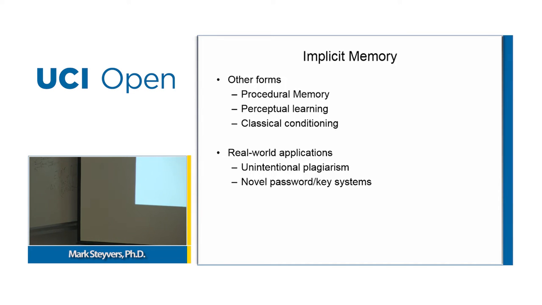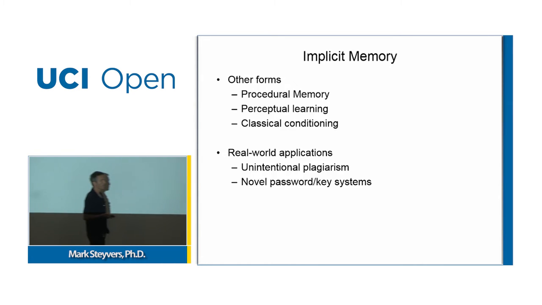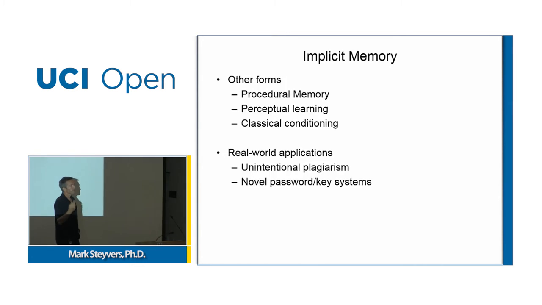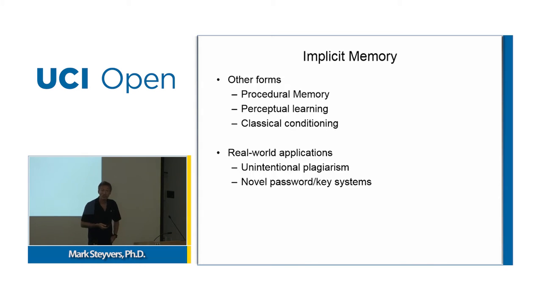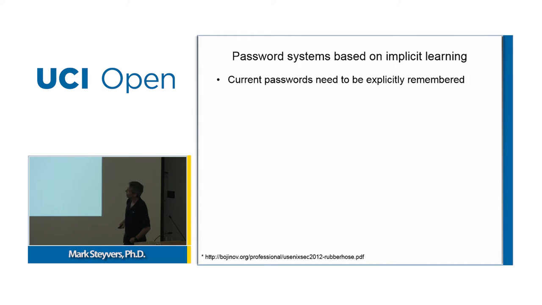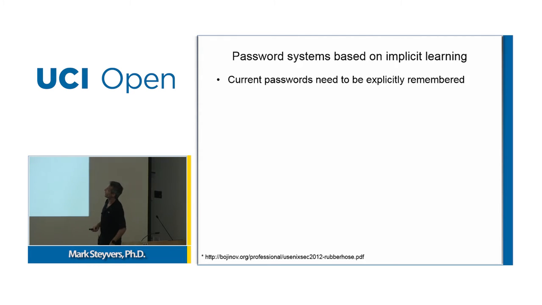Another very interesting recent application of implicit memory is based on developing new authentication systems. New ways to provide a password to enter some system based on implicit memories. And this is ongoing research. This is not tested in the real world yet, but it's an interesting idea.